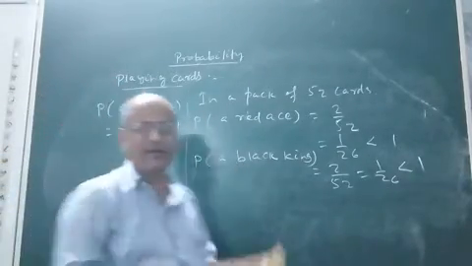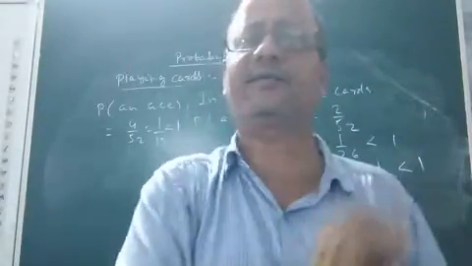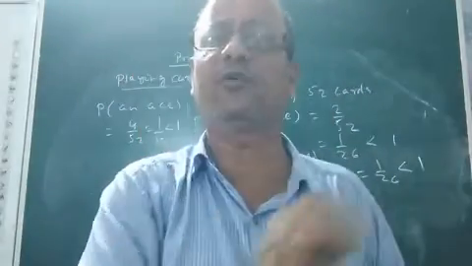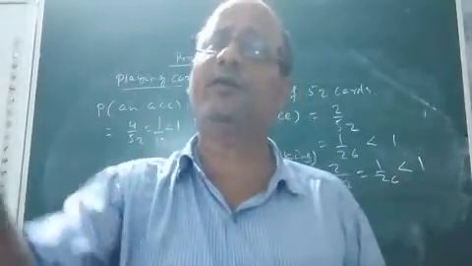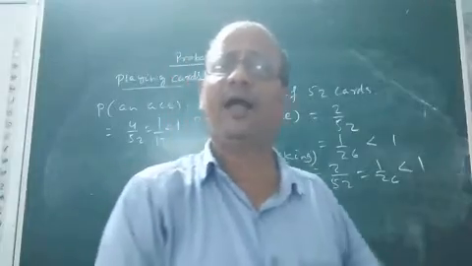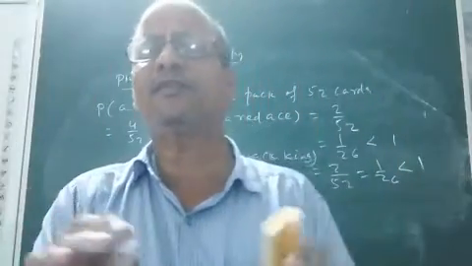Thus, in all the cases we find that the probability of an elementary event is always less than 1 and greater than 0. But if it is equal to 1, we call it a sure or certain event. And if it is equal to 0, we call it an impossible event. So this is the concept of probability.